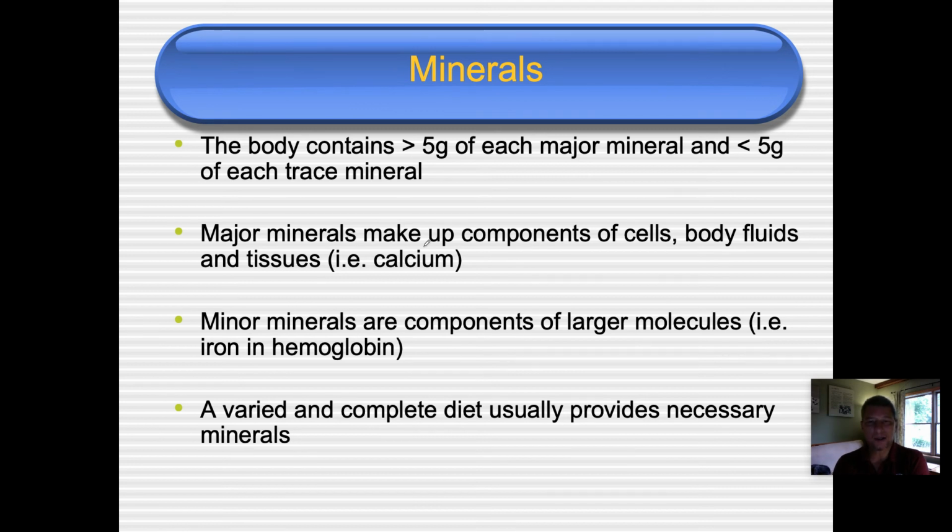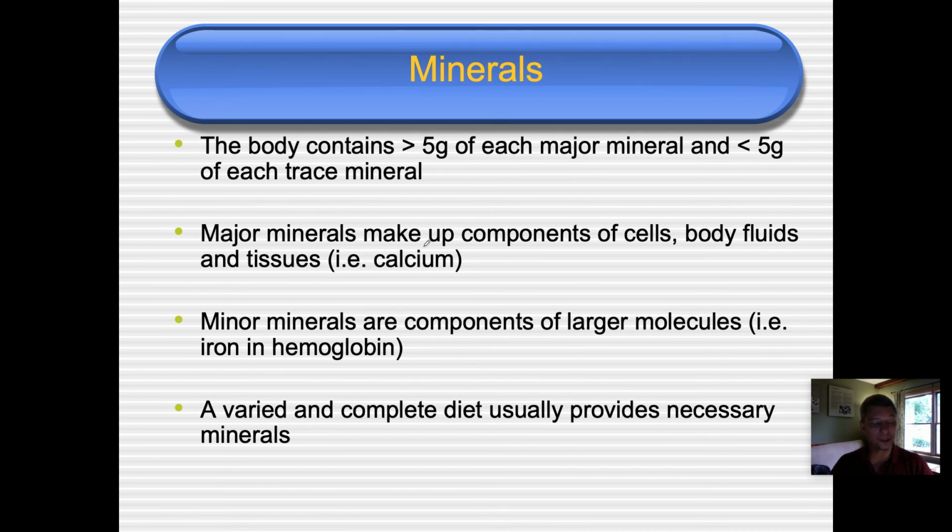The body contains more than 5 grams of each major mineral and less than 5 grams of each trace mineral. Major minerals are things that make up components of cells, your body fluids, and your tissues. They include calcium, phosphorus, potassium, sodium, magnesium, and a few others. And minor minerals are pieces or parts of larger molecules like iron and hemoglobin, copper, zinc, iodine, manganese, and a few others are included in that list.